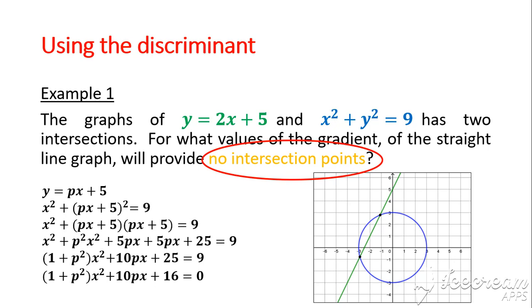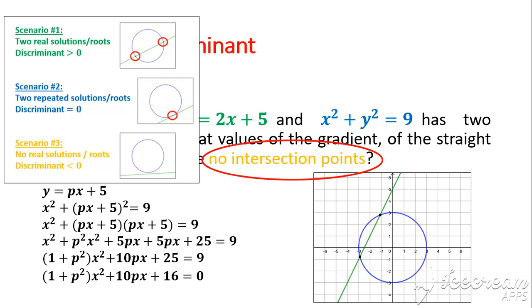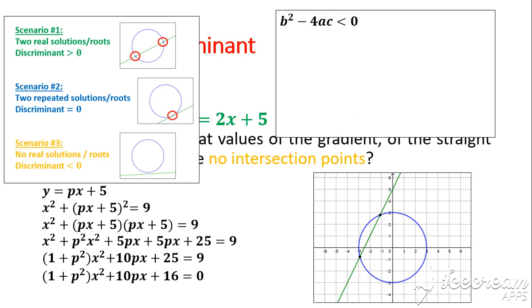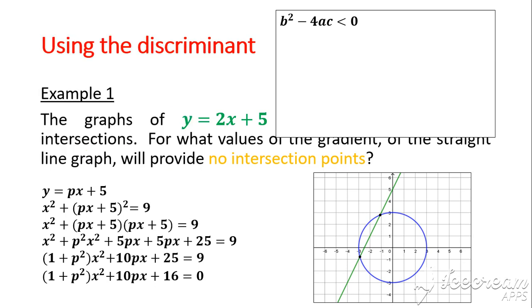Right, well, this time we want no intersection points, and we need to look at the scenario number 3, where the discriminant is less than 0. So we're going to write down the discriminant, b squared minus 4ac, and put it less than 0. So let's carry on our working up here. Here's our next line of working.